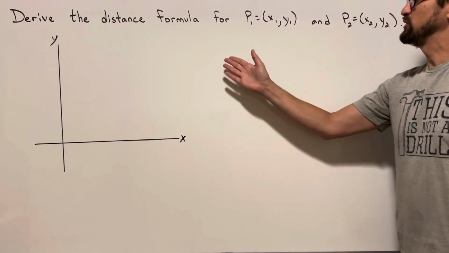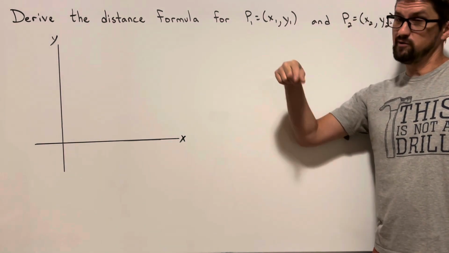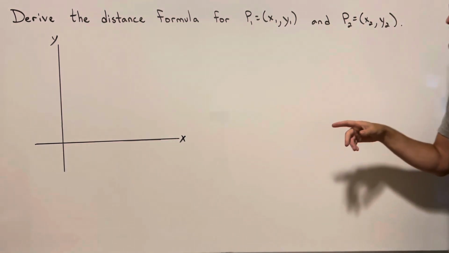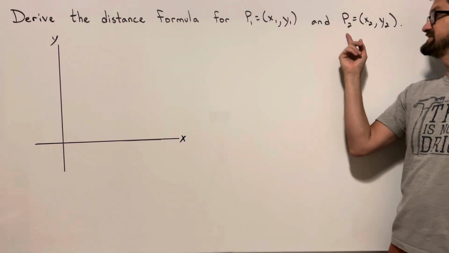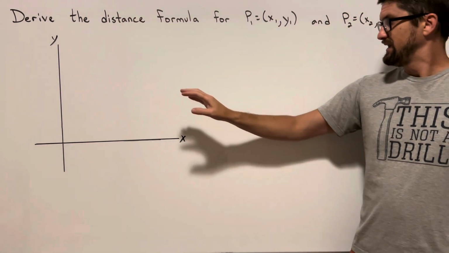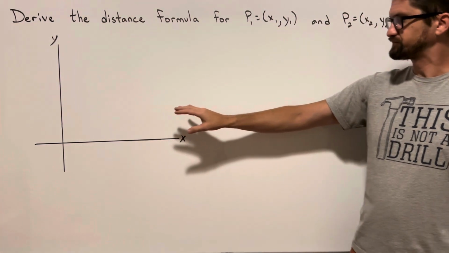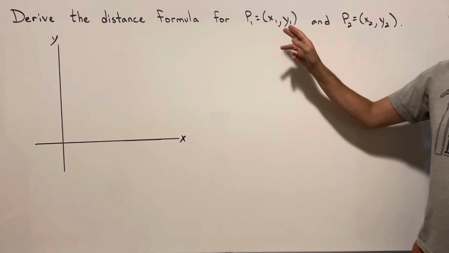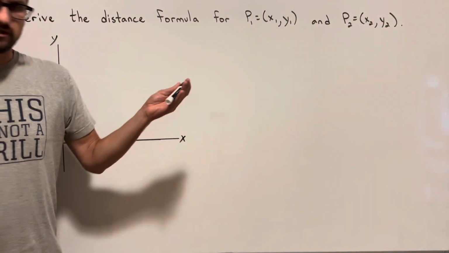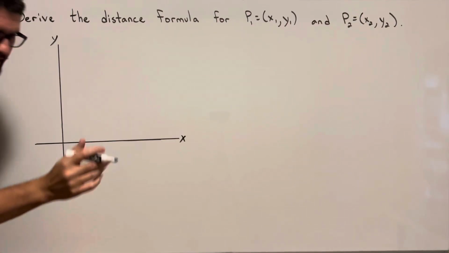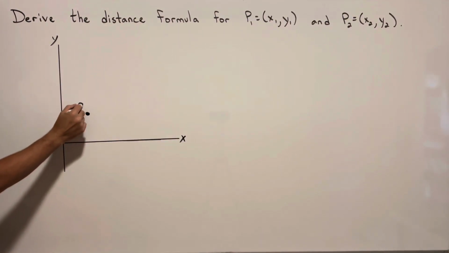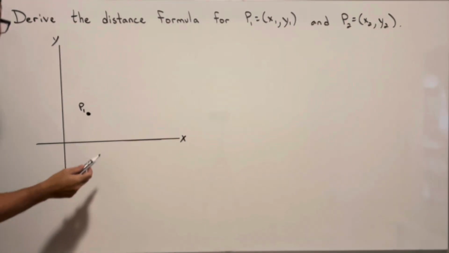Derive the distance formula for P1, point 1, ordered pair at x1, y1, and P2, the second point, located at x2, y2. Now we have the xy coordinate system here. x1, y1 is located somewhere here. Let's just pick somewhere that it could be. Doesn't matter. Let's just say it's right here. Here's P1.